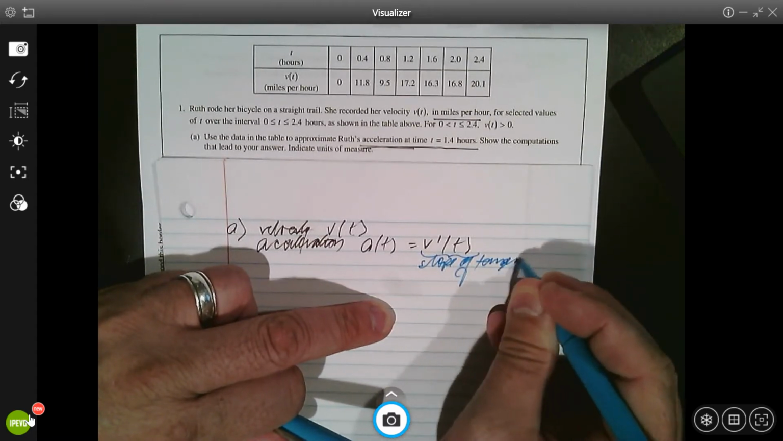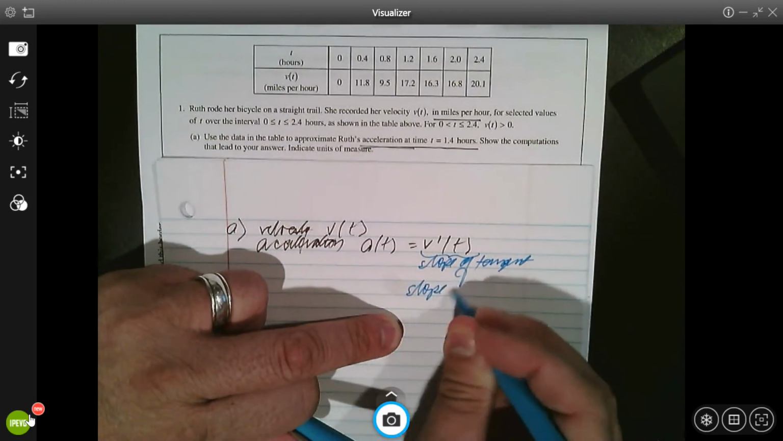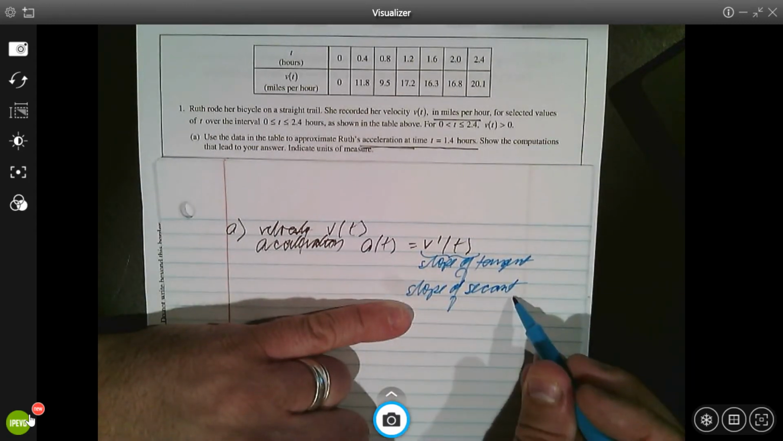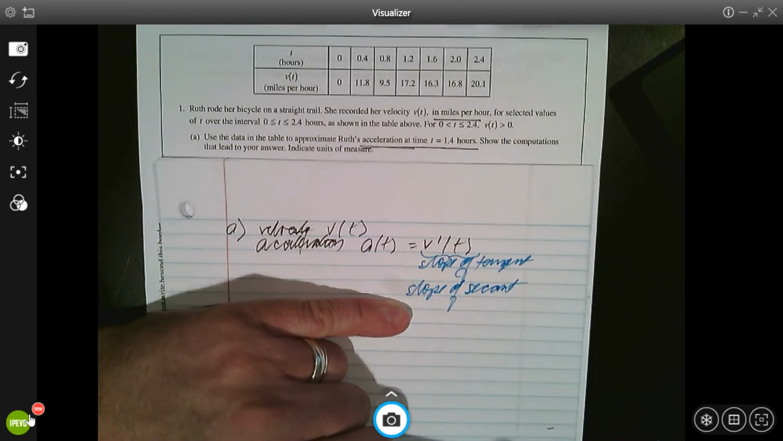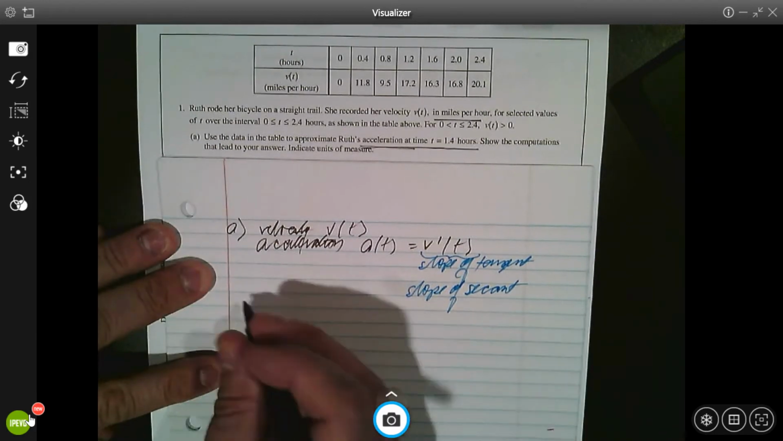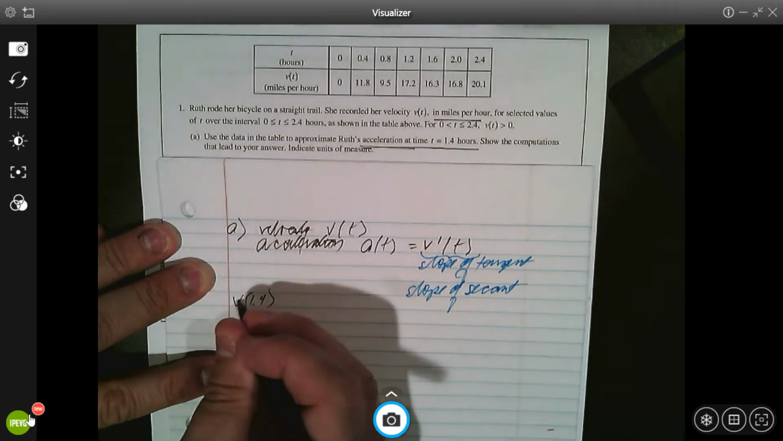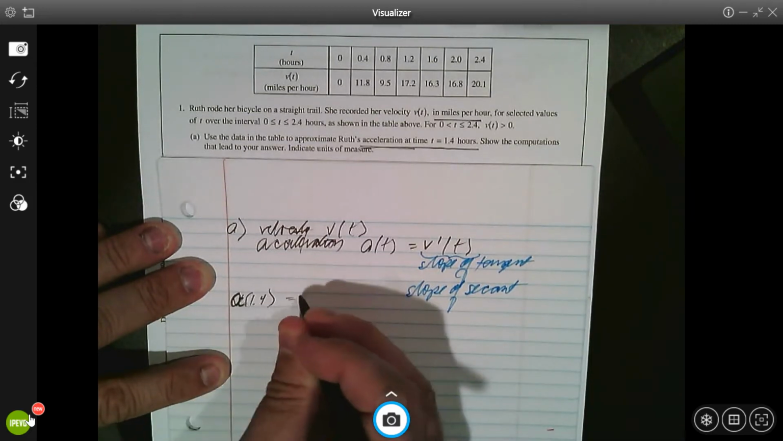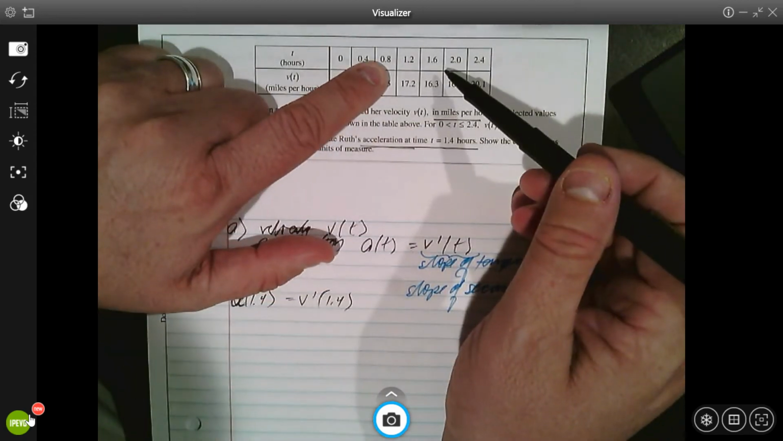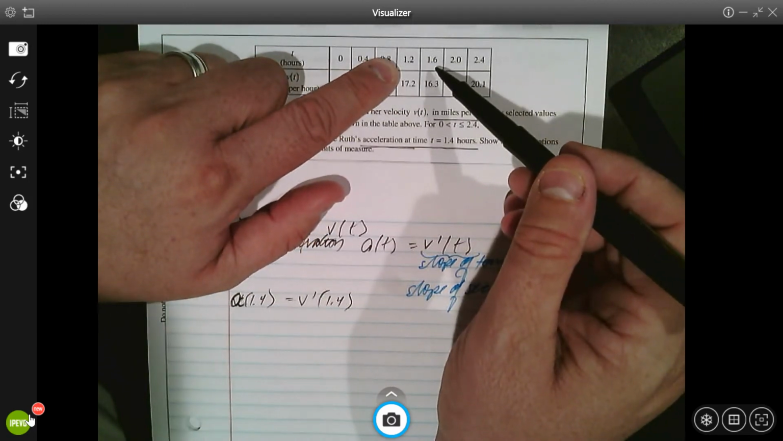And the way that you're going to approximate the slope of the tangent line is you're going to use the slope of a secant line. The difference between the two is that a secant line passes through 2 points, a tangent line passes through 1 point. So we want to approximate the velocity at time 1.4. Sorry, not the velocity. The acceleration at time 1.4. And the way that we're going to do that is we're going to look at our data table, and we have to pick values of t that are as close to 1.4 as we can get.